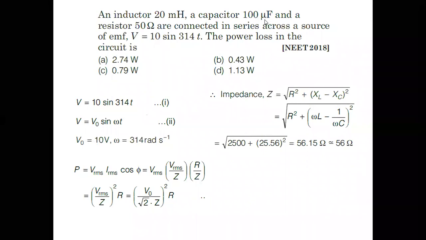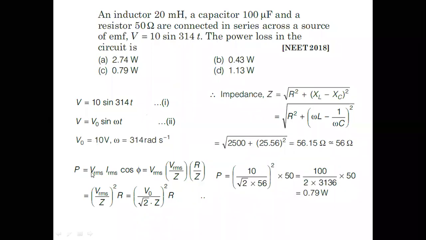Then you have the omega C term as well. When you simplify, it gives you 25.56 as the difference between these two. When you square it, 25 squared is roughly 625. 2500 plus 625 is roughly 3000. The root of 3000 is close to 56.15. We take it as 56 ohms. It is the total opposition offered by the circuit.